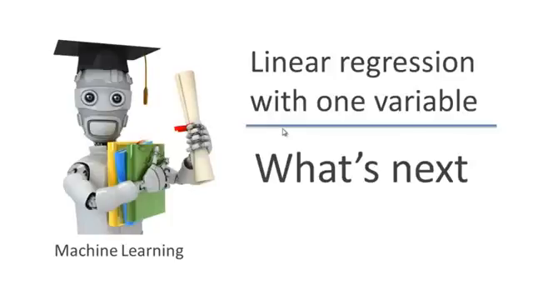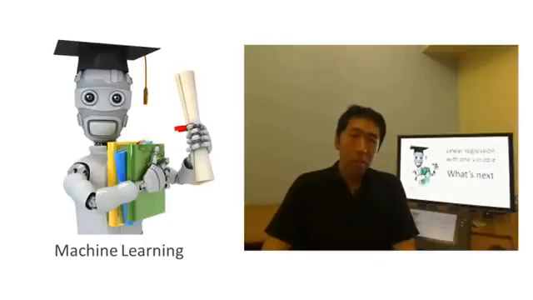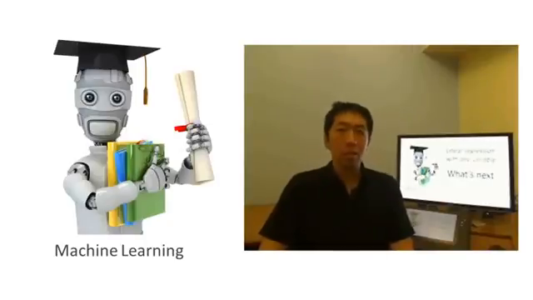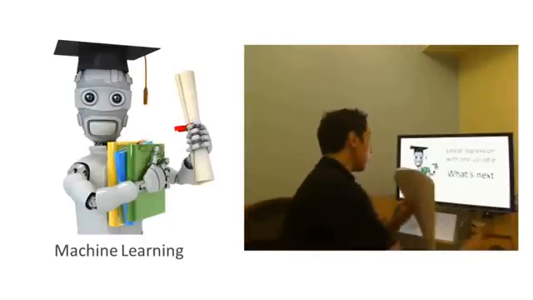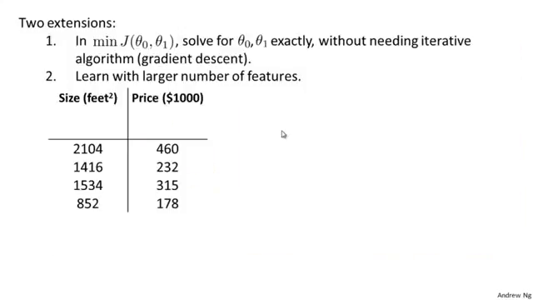You now know about linear regression and gradient descent. The plan from here on out is to tell you about a couple important extensions of these ideas. Concretely, here they are. First, it turns out that in order to solve this minimization problem, there's an algorithm for solving for theta 0 and theta 1 exactly without needing an iterative algorithm like gradient descent, that we had to iterate multiple times over.